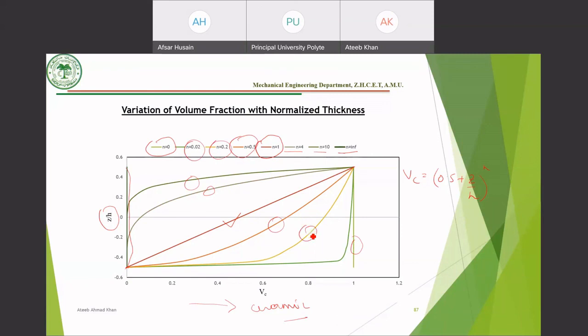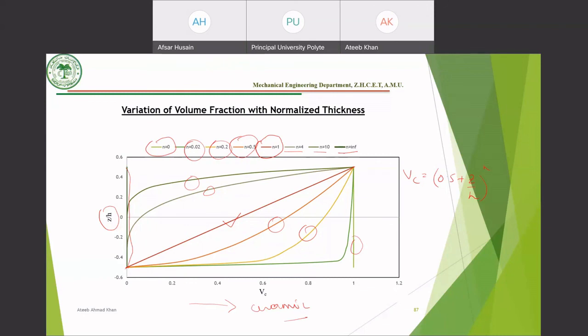So as we keep on increasing n, the plate will become more and more metal rich. The plate, or whatever your structure is, will become more and more metal rich. And if we take values of n less than 1, then it will be ceramic rich.